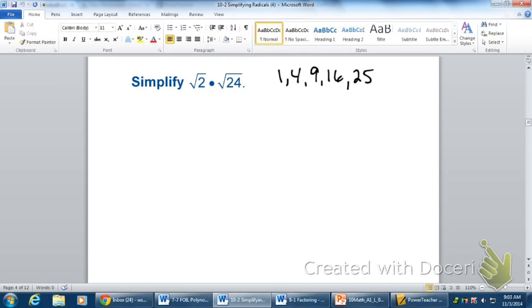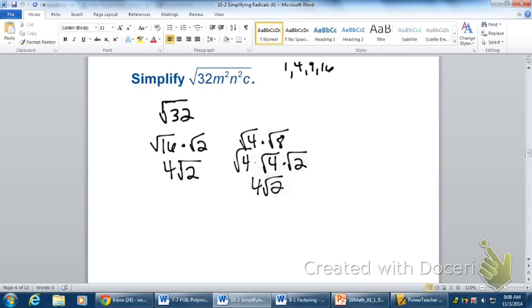Multiply 2 times 24. Guys, get a sheet of paper out or something. Quickly. That'll give you the square root of 48. Can 16 go into 48? Yes. How many times? 3 times. So 16 times 3 gives us 48. Now what's the square root of 16? 4. And we can't simplify the square root of 3 anymore.